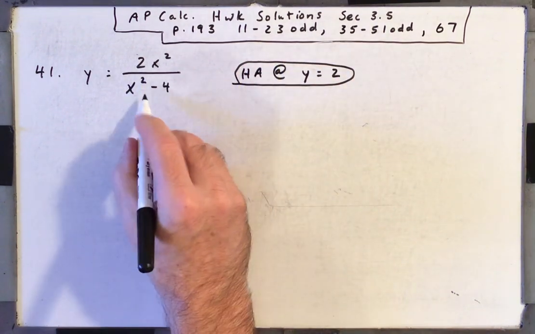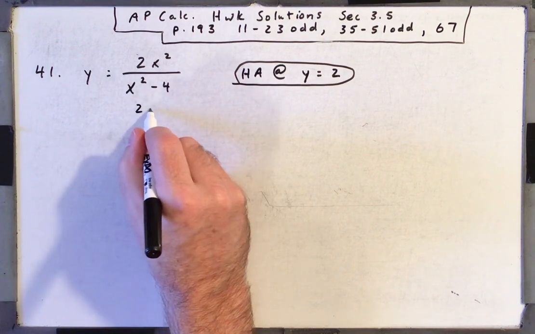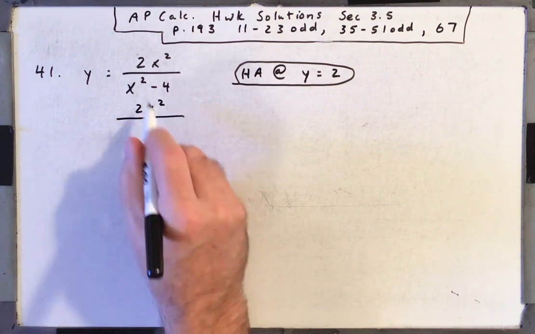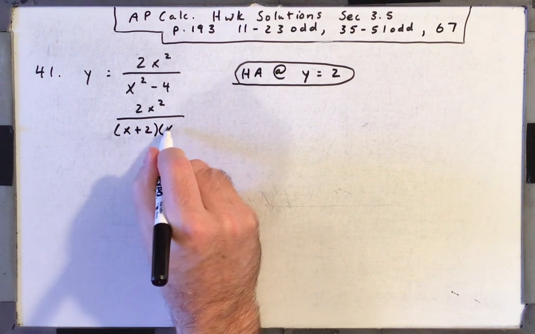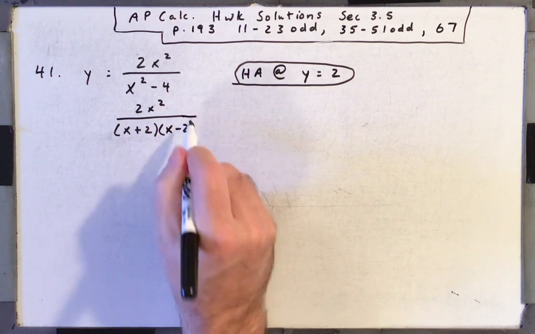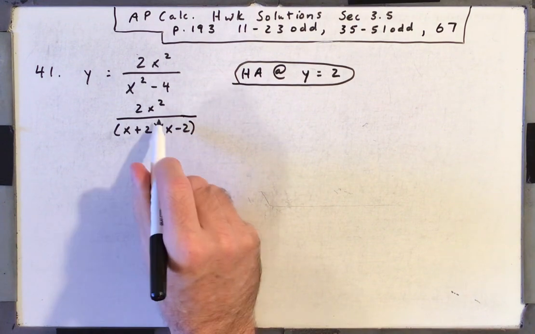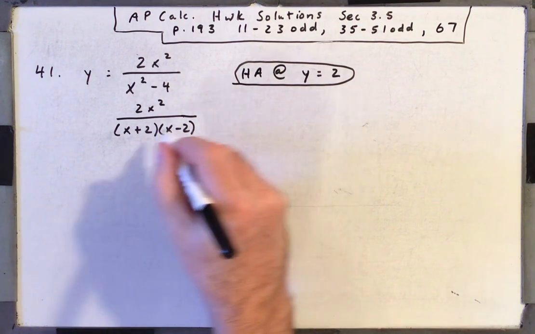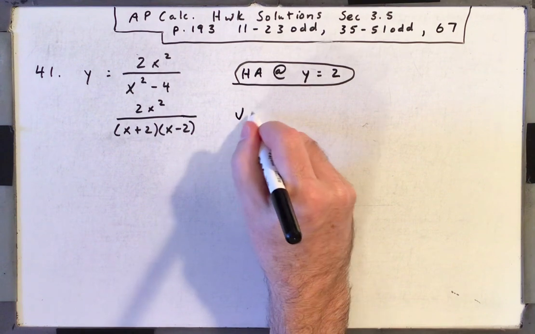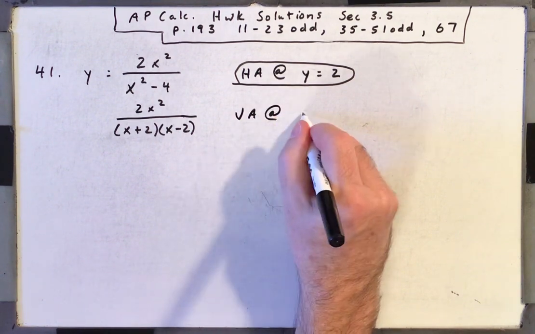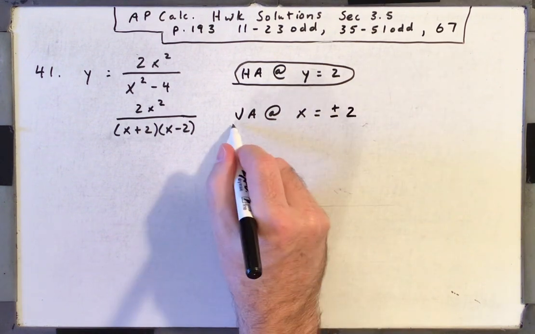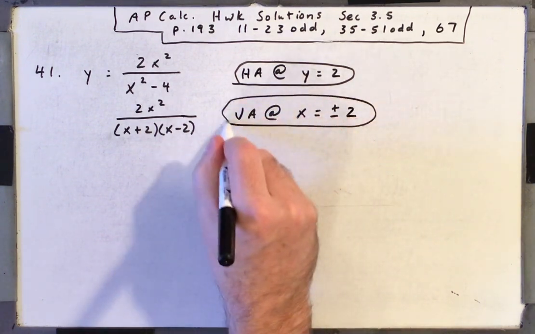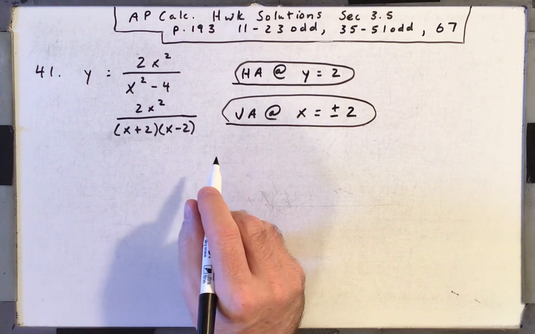Now, as far as finding a vertical asymptote, we'd have 2x squared, and we can factor the bottom into x plus 2 times x minus 2. Now, neither of those parentheses will cancel out. So both of the numbers that make the denominator 0 are vertical asymptotes. And once again, plus or minus 2.